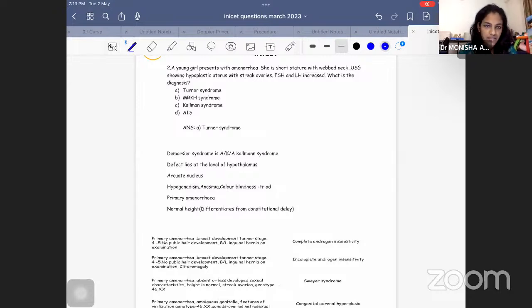What is your diagnosis? Well, see, she's short stature, webbed neck. All these are star points, pointing towards Turner syndrome. Okay. Very characteristic words to describe Turner syndrome: short stature, webbed neck, hypoplastic uterus. That means the uterus is present, but it is in an infantile stage, not well developed. FSH and LH are increased and she is presenting with primary amenorrhea. What is your diagnosis? So the answer here is very simple: Turner syndrome.